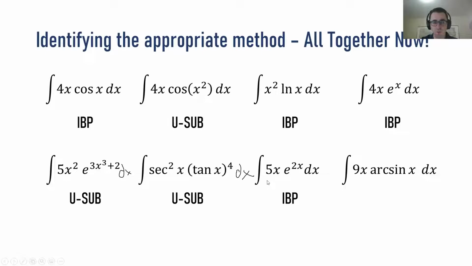No chance of u substitution, no derivative of an inside function hanging around. And hopefully you got the last one as well. That is integration by parts. 9x is totally separate from arc sine of x dx.